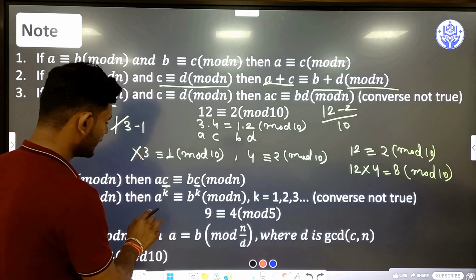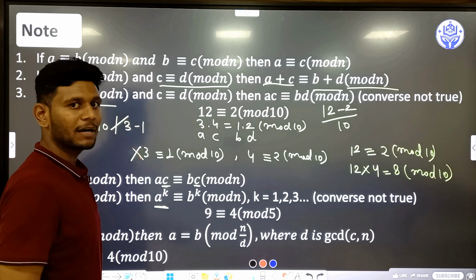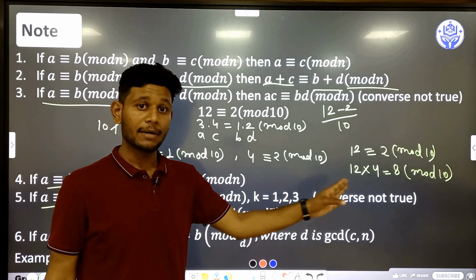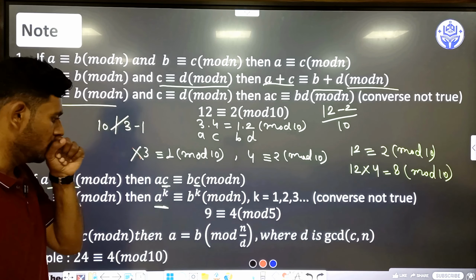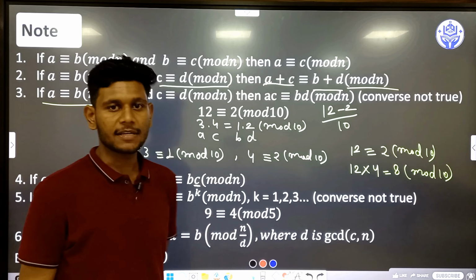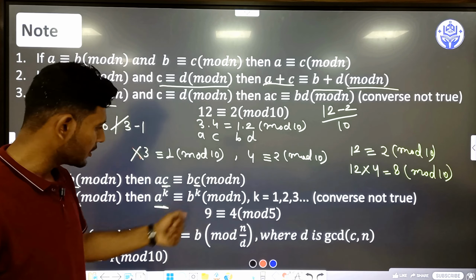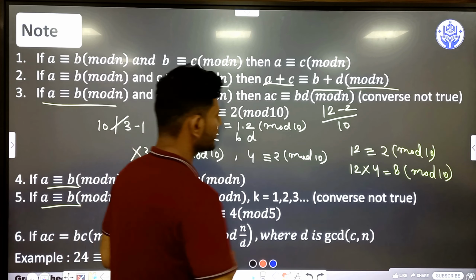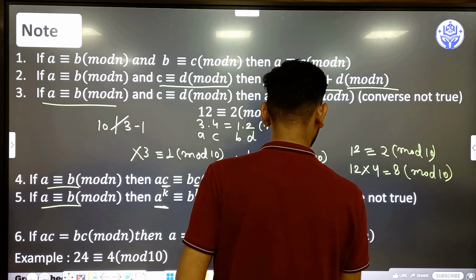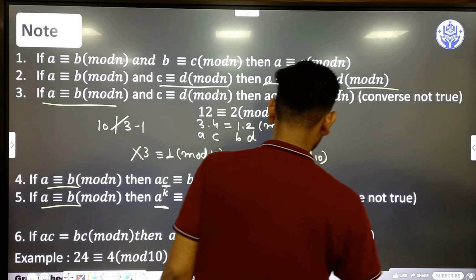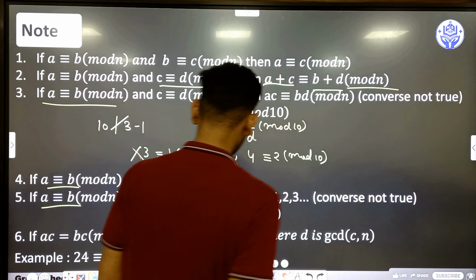Next we have, if A is equivalent to B, this is a congruent modulo. Then if I take A power k and B power k, it is again congruent, where my k is 1, 2, 3. But again, sorry, the converse is not true for this case. How is the converse not true? We have one contradictory example. Just see, what is this? The contradictory example is 9.